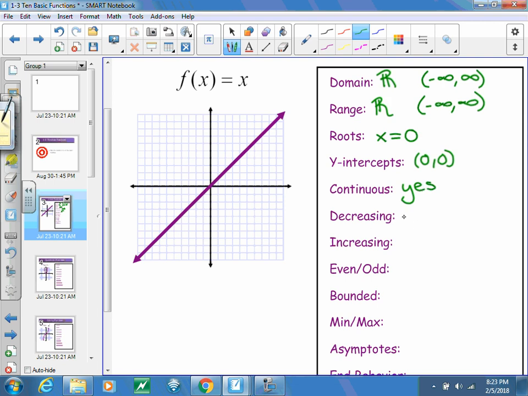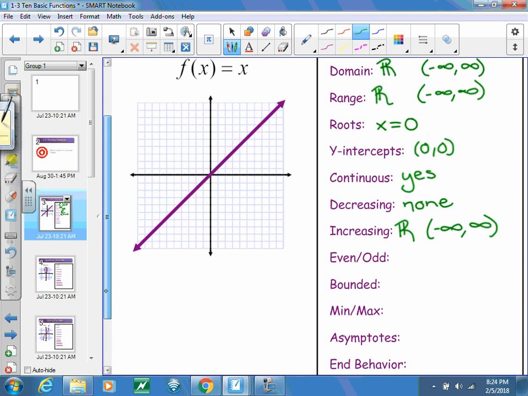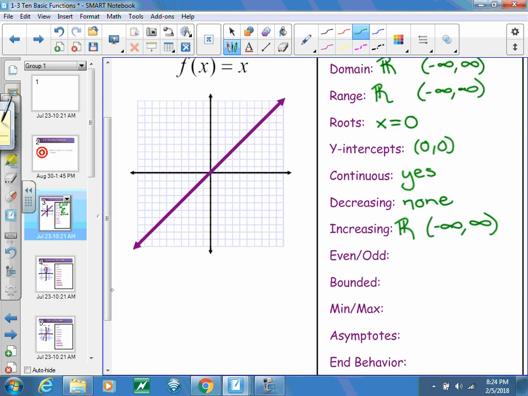This graph is never decreasing. So as far as an interval for where it's decreasing, there's none. It is increasing for all real numbers, or for the interval from negative infinity to infinity. The linear function that we have here is considered an odd function. It does have that rotation symmetry. It is not bounded. And minimum and maximum, there are none in this case.